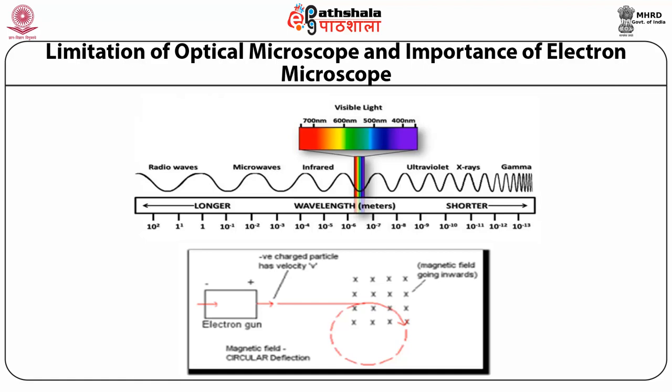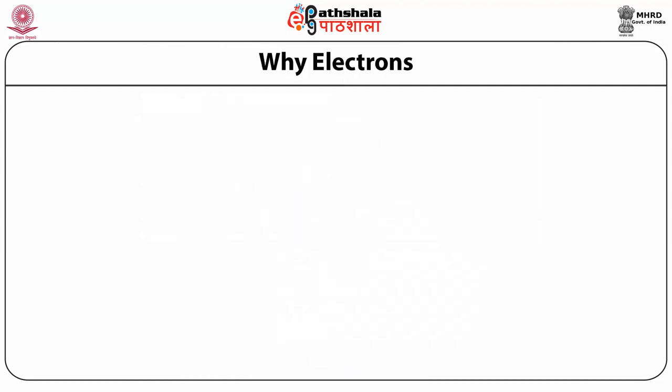And in our intermediate class, we have studied that electron direction can be changed by applying a perpendicular magnetic field in that beam of electron. So if a charged electron beam is passing in a perpendicular direction to the magnetic field, then it follows a circular path, which means that there is a change in direction and focusing of electron is possible. Now, as we know that electron is the choice, how did this electron revolutionize the development of microscope?